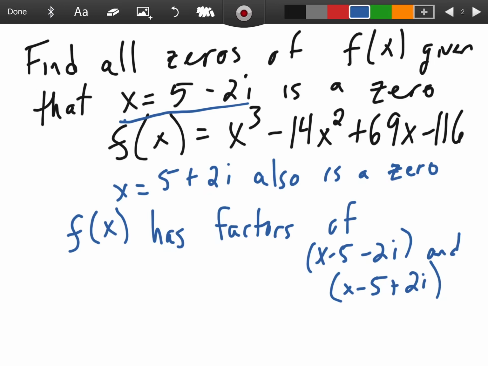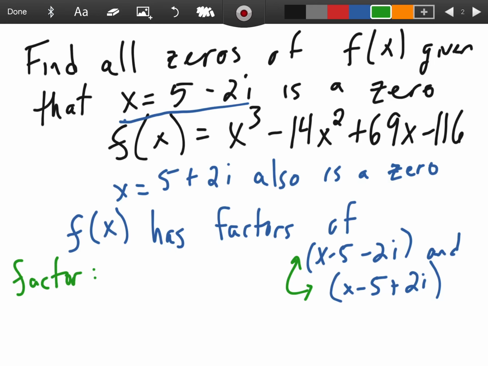All right, so we know f of x has factors of x minus 5 minus 2i and x minus 5 plus 2i. Well, the cool thing and what's going to help us out is if we were to multiply these two together, we will get a new factor of f of x. All right, and the reason that that's so important is if we multiply these two together, we can get rid of those i's. We can get a quadratic function that only has real coefficients. So that's what our goal is going to be here, let's find another factor of it.